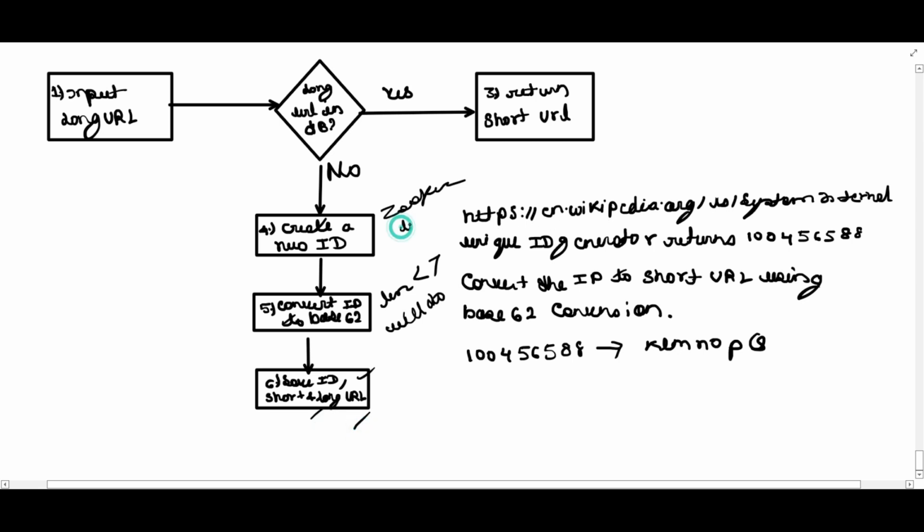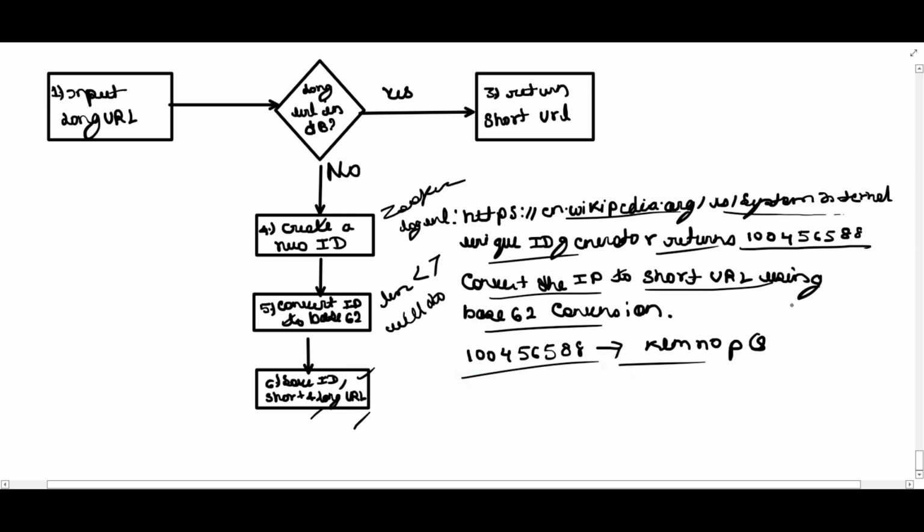This is the long URL, right? So this is a long URL, http wikipedia org system design interview something I have written, and the unique ID for this will be generated via Zookeeper as this one, and we'll convert this ID to a short URL using the base 62 conversion to this one. If this value's length is less than 7, then we'll do padding, right? Otherwise, we'll save this ID into the DB and return the short URL.